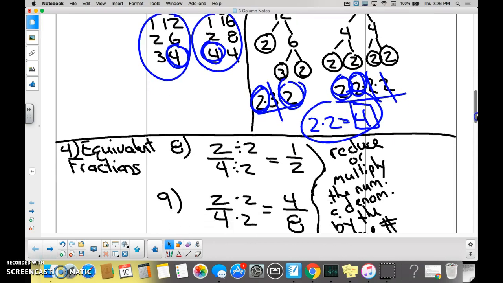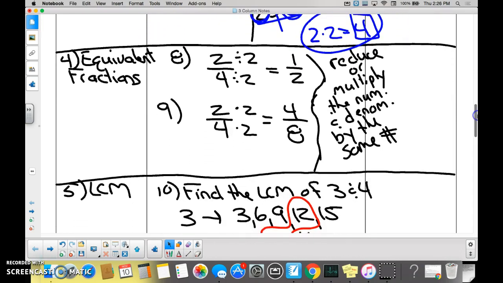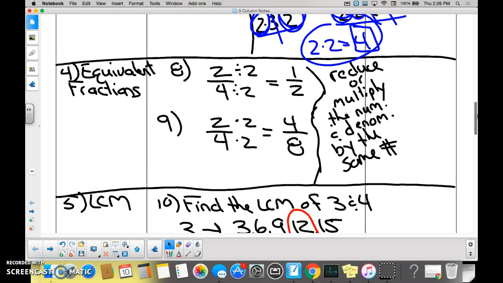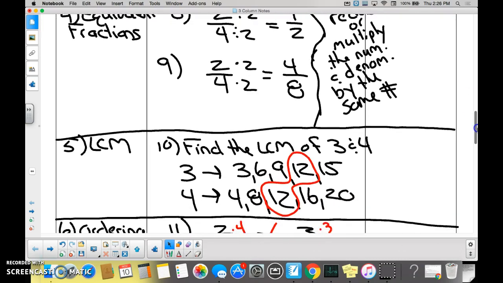Equivalent fractions. Somebody give me the 2 ways we can calculate equivalent fractions. Give me both ways, Veda. Reduce or multiply. If you were going to multiply to find an equivalent fraction, what would you multiply by? The numerator and denominator. By what? By the same number. Excellent, Veda. Beautiful.